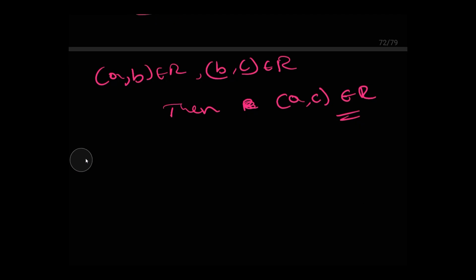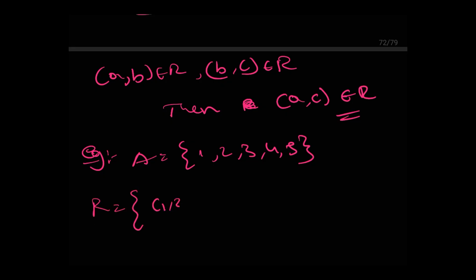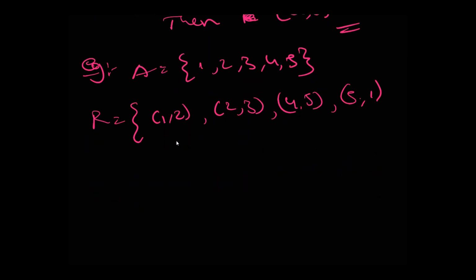For example, take A as {1, 2, 3, 4, 5}. If a relation R contains (1, 2), (2, 3), (4, 5) and (5, 1), then to be transitive, it also must contain (1, 3) from these two, and (5, 3) from this and this, and (4, 3) from these two.